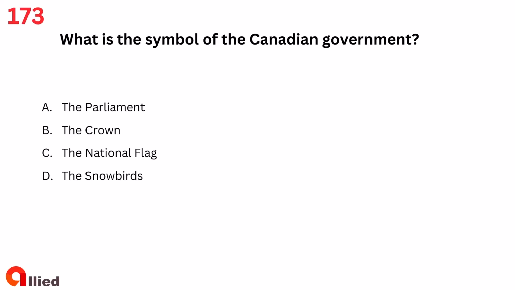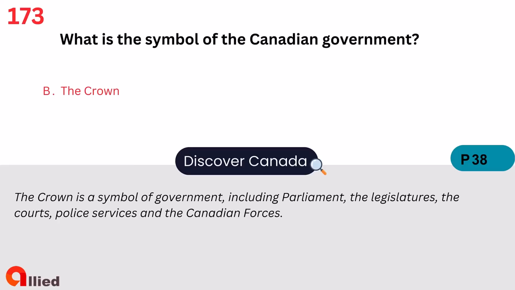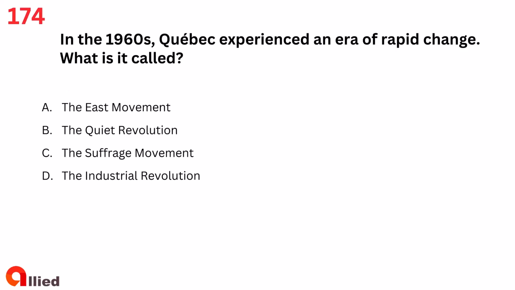Question 173. What is the symbol of the Canadian government? A. The Parliament. B. The Crown. C. The national flag. D. The snowbirds. The answer is B. The Crown.